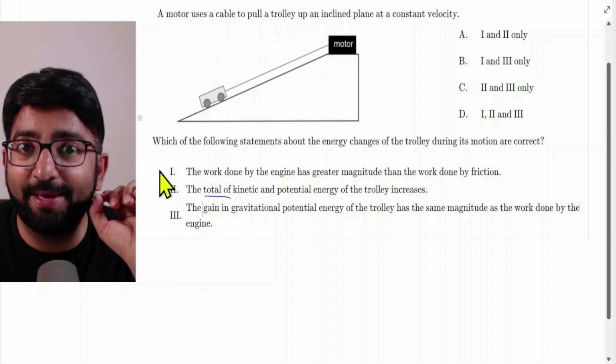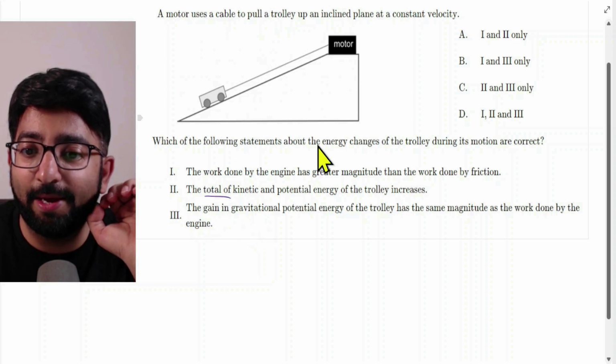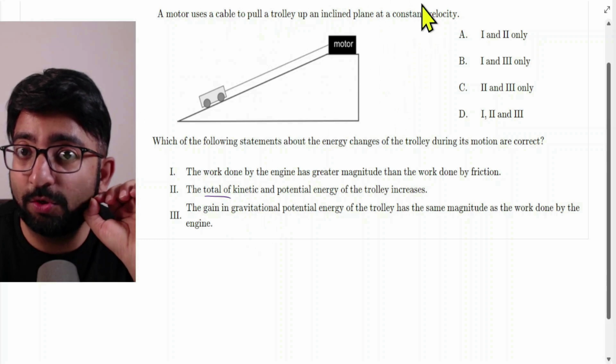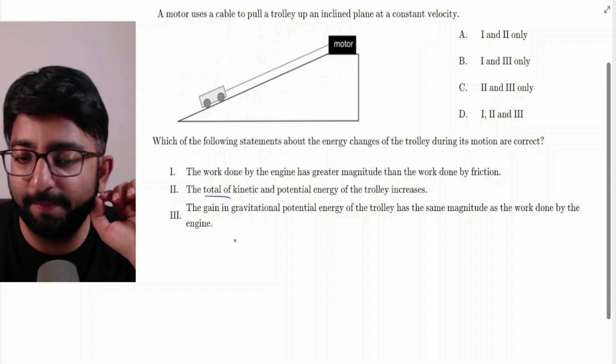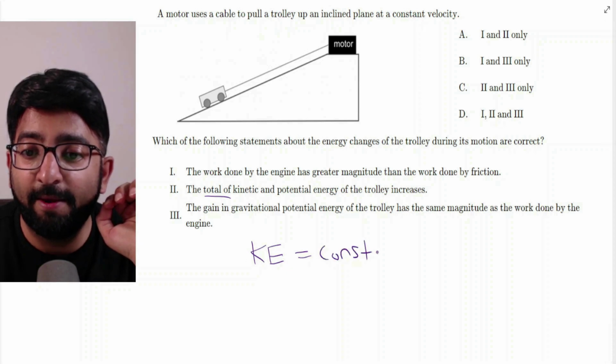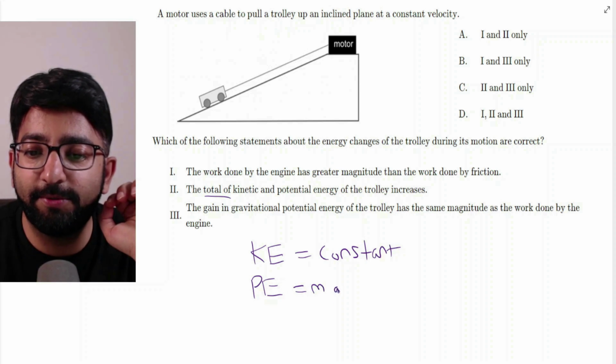But still, we need to check, is the statement right or wrong? It states that the total of kinetic and potential energy of the trolley increases. Kinetic energy, first of all, is constant since the velocity is constant. So let me write, kinetic energy is a constant. Whereas potential energy, the formula for potential energy is mgh.